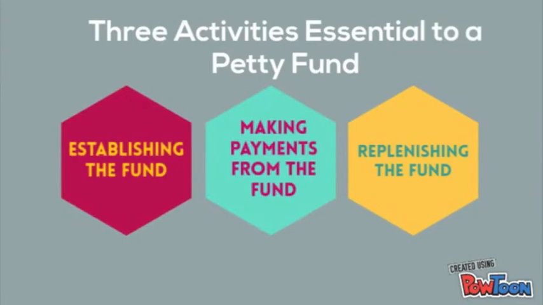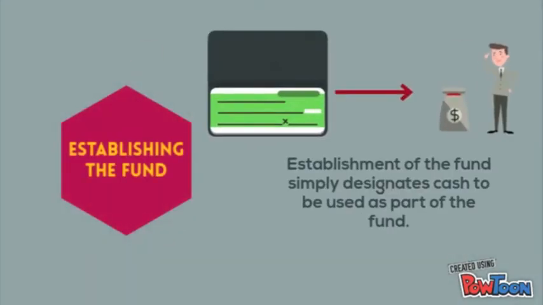Now that we have a better understanding of what a petty cash fund is, it is important to note the three main components of one. The three activities essential to an operational petty cash fund are establishing the fund, making payments from the fund, and replenishing the fund. A petty cash fund is established by writing a check for the amount of the fund, cashing the check, and then placing the cash under the care of an employee who acts as a designated custodian.